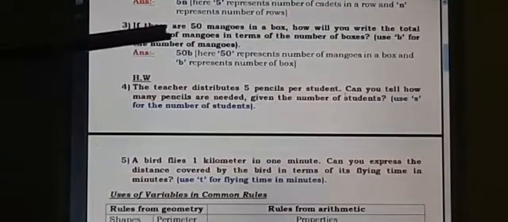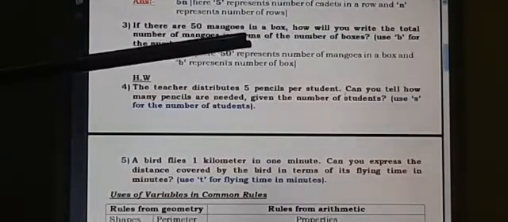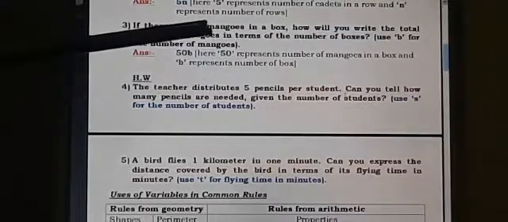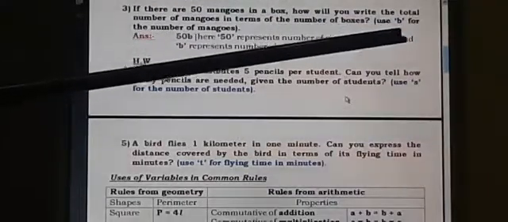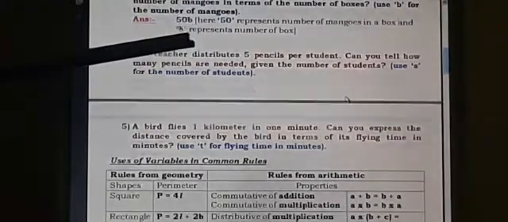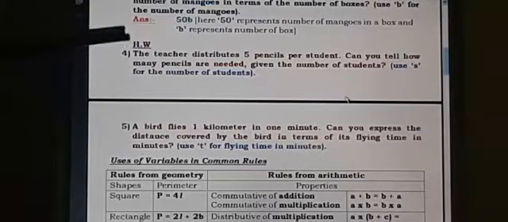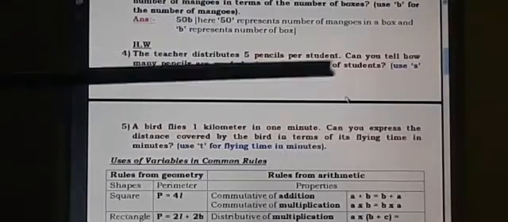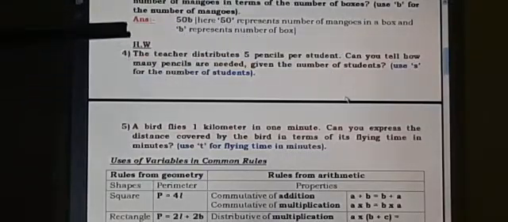Next, if there are 50 mangoes in a box, like that, how many boxes will come? Here they have told us to mention the letter b. So we have to mention b. 50b is the answer. So 50 is the number of mangoes in one box, and b is the number of boxes.